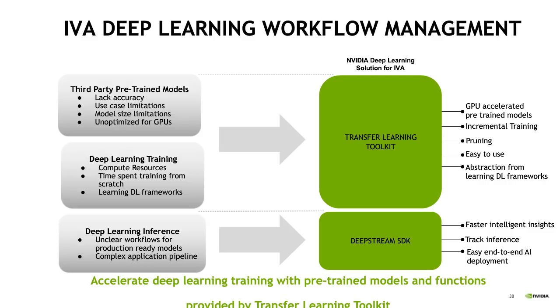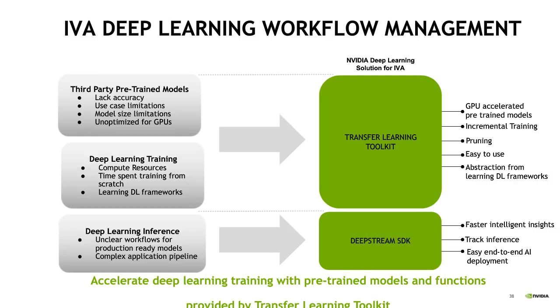Now, using pre-trained models is popular, but often causes some problems. These models may lack accuracy in the specific use case for this application. They also may be too large. The actual size of the model may pose some issues for some of the more focused embedded deployments. They also might not be optimized for GPUs.